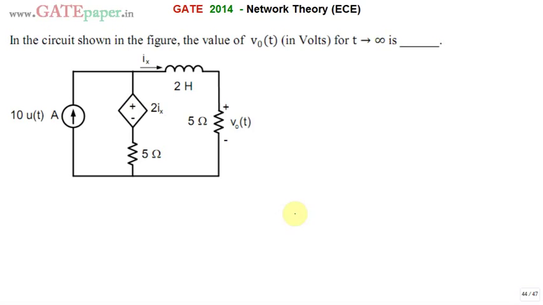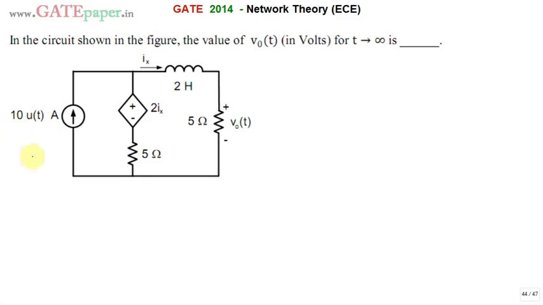Hello, we are discussing the GATE 2014 ECE paper. In the circuit shown, find the value of V0 of t as t tends to infinity. For this circuit, we are going to calculate V0 of t, and the input applied is a current source 10 u of t amperes. u of t is a unit step function.